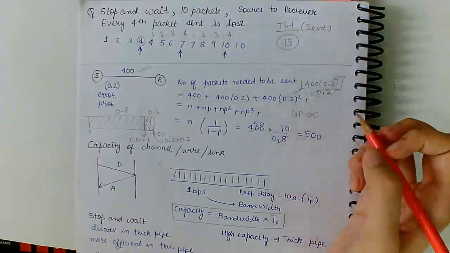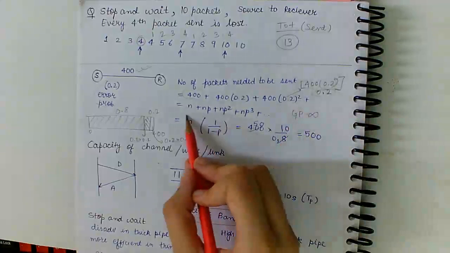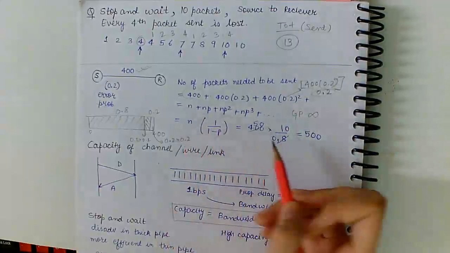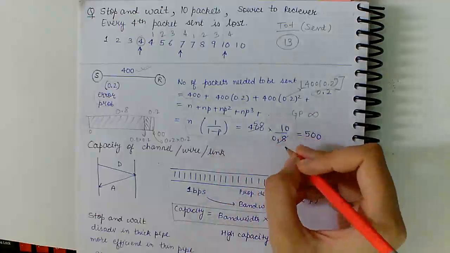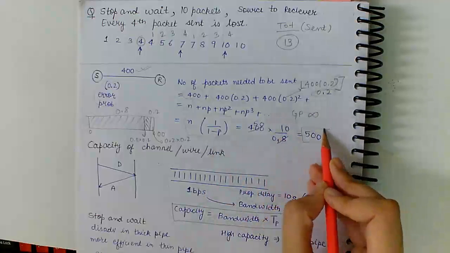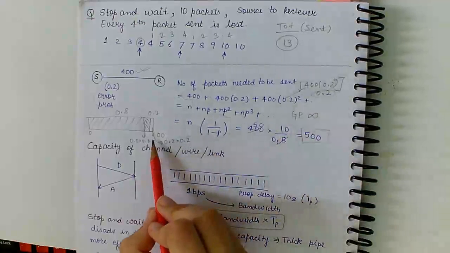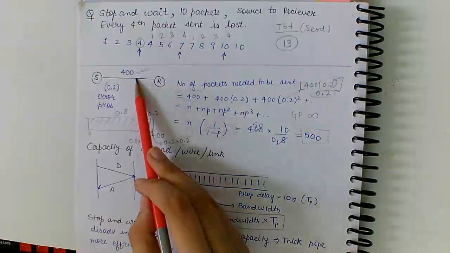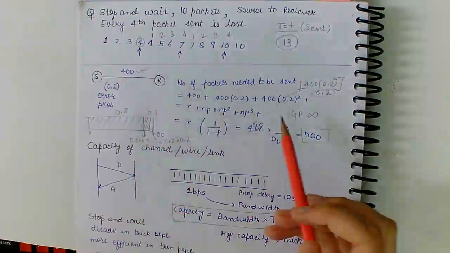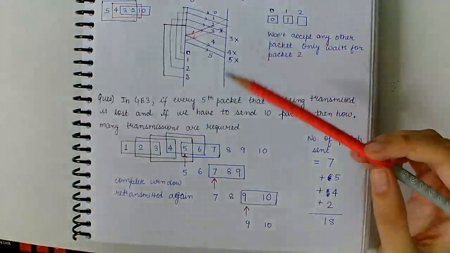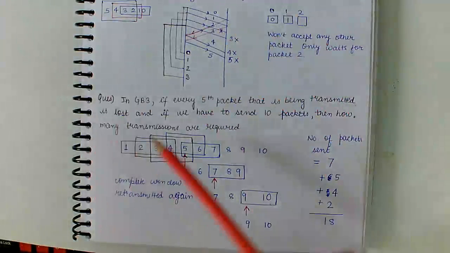So this becomes a GP, an infinite geometric progression, and the formula for infinite GP is this. So we put the values of n as 400 and the values of p as 0.2, and we get 500. So we need to send 500 packets to get a total of 400 correct packets at the receiver side.